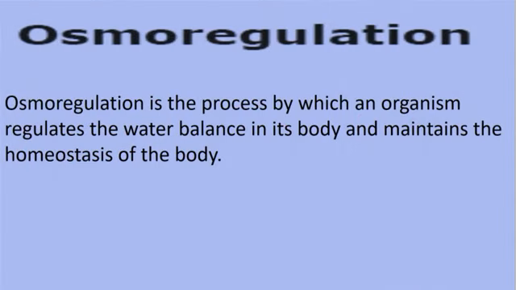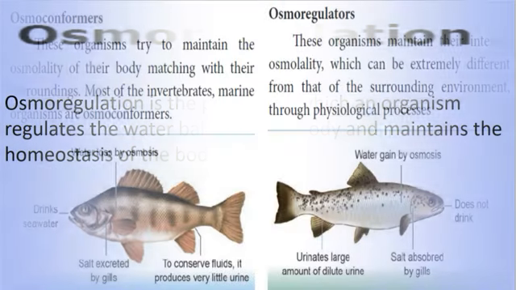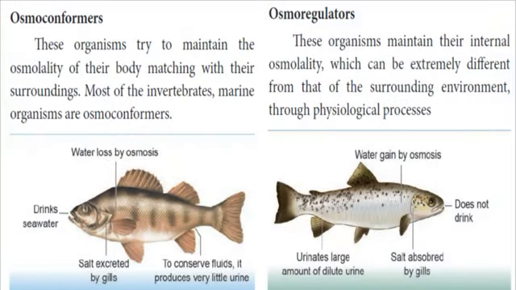Osmoregulation. Osmoregulation is a process by which an organism regulates the water balance in its body and maintains the homeostasis of the body. Organisms are divided into two types based on osmoregulation. They are osmoconformers and osmoregulators. Osmoconformers. These organisms try to maintain the osmolality of their body matching with their surrounding.